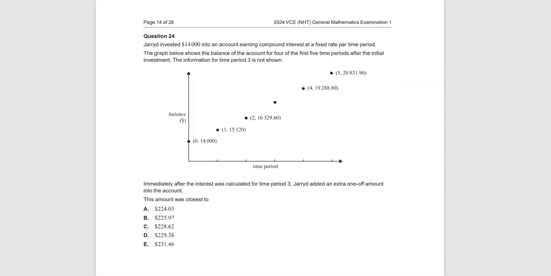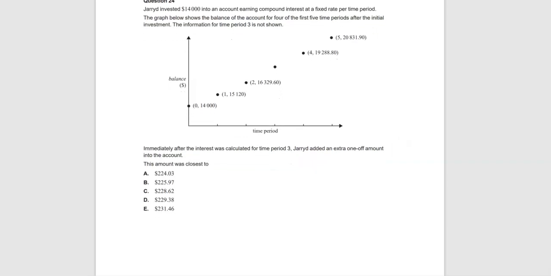All right, and now we're into this one. So this is the last question, so probably going to be a little bit harder as well. So Jared invests $14,000 into an account earning compound interest at a fixed rate per time period. The graph below shows the balance of the account for 4 of the 5 time periods after the initial investment. The information for time period 3 is not shown, so we can see that's missing. So immediately after interest was calculated for time period 3, Jared added an extra one-off payment.